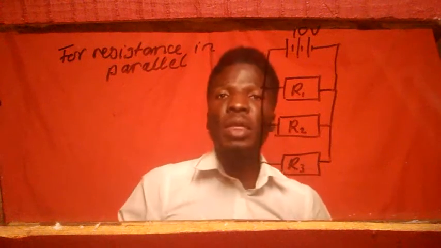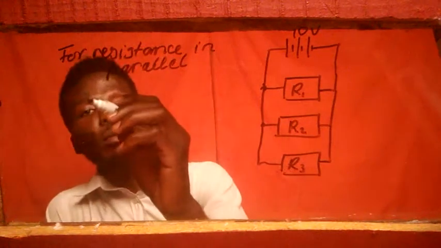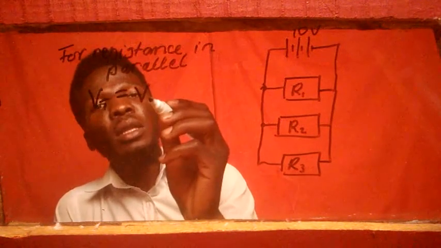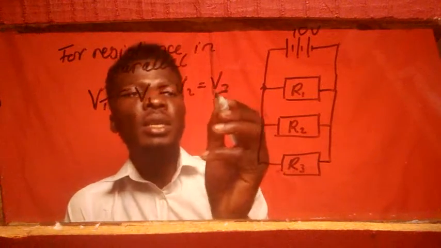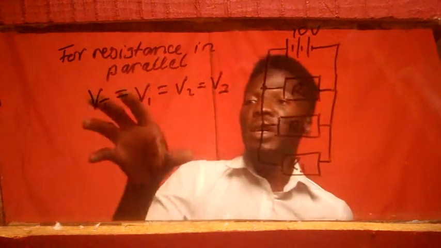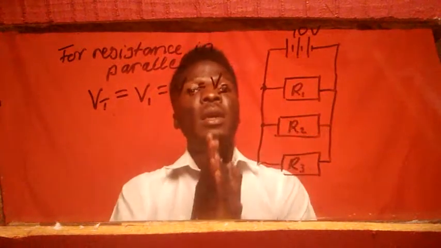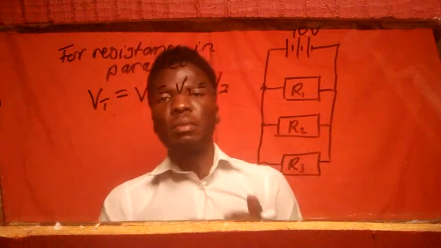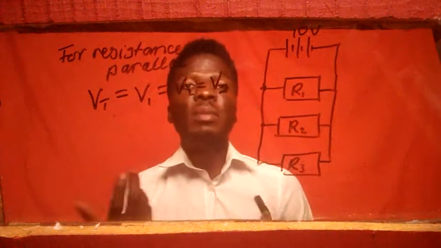So in trying to come up with a very simple equation that we can use, we can say total voltage will be equal to the voltage at 1, being equal to the voltage at 2, being equal to the voltage at 3. So that is the concept that we need to know. The voltage across all the resistors in a parallel circuit is just the same. Now, the other concept that we need to know is the concept for current.